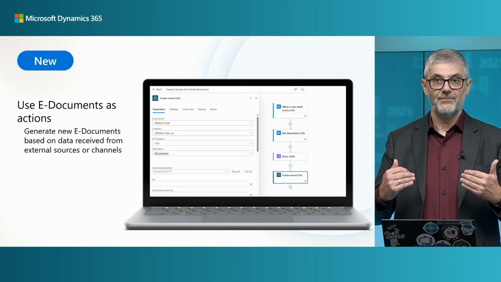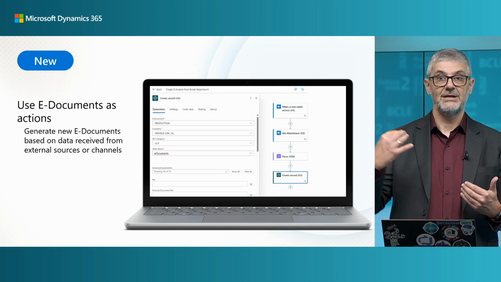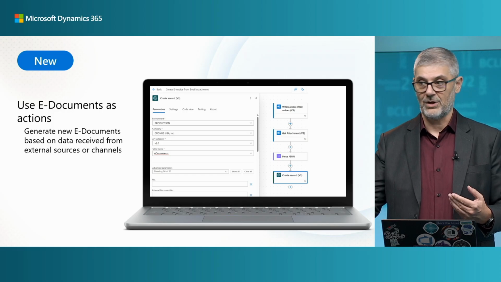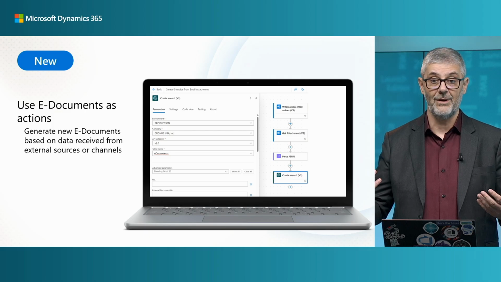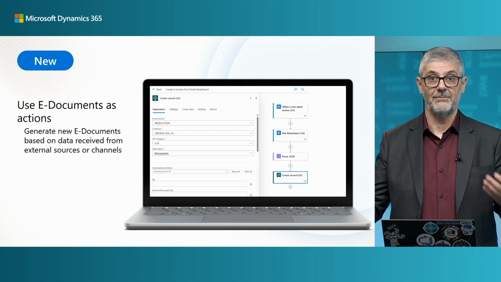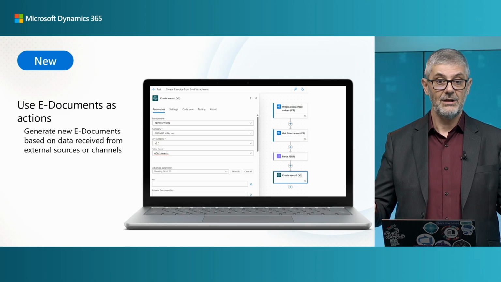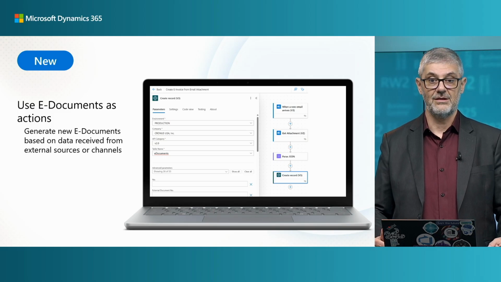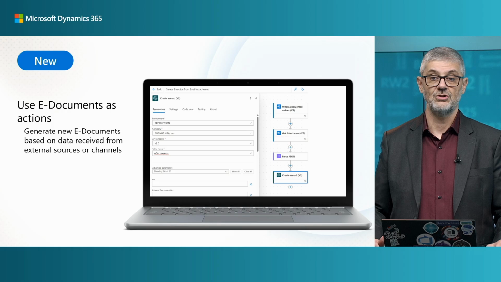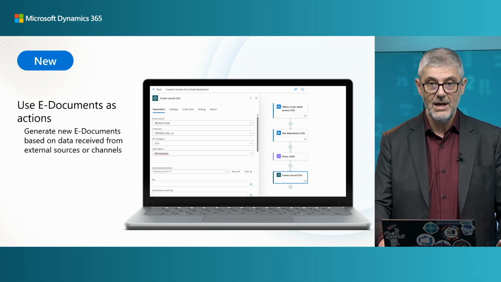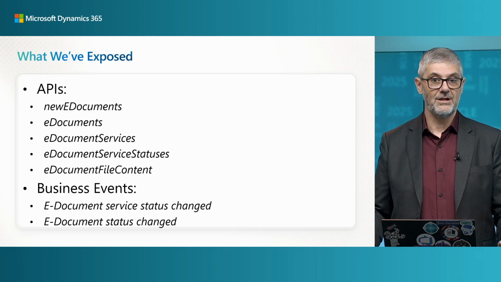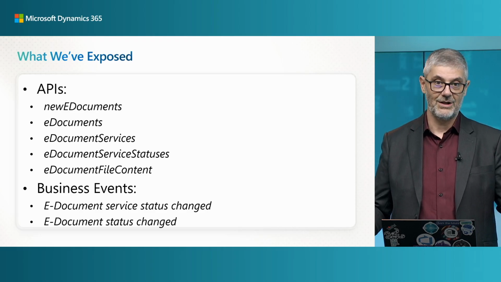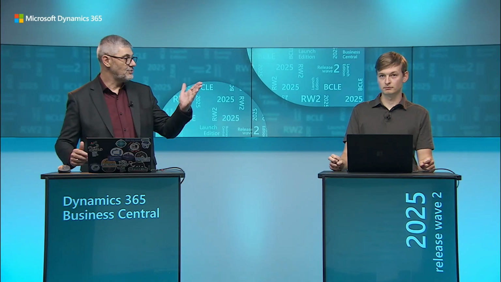And on the other side, as I said, you can generate e-documents from external sources. So you can receive PEPPOL or some other specific XML format that we do not support, and you can easily generate new e-documents in the system based on this external information from various different channels. So what is inside? We deliver 5 APIs and 2 business events. I will not read all of them, you can see them on the screen, and I will switch to my colleague Magnus to show you how it works in practice.